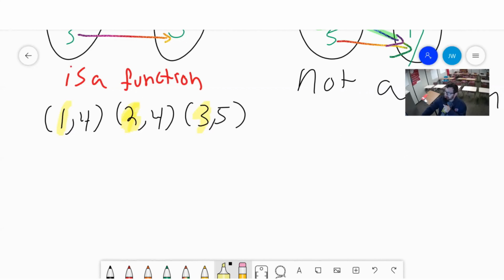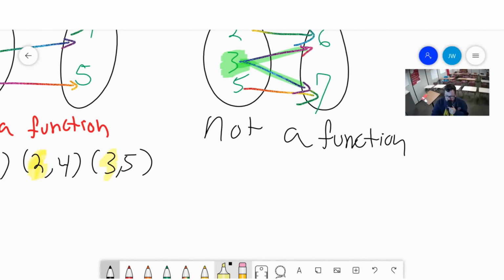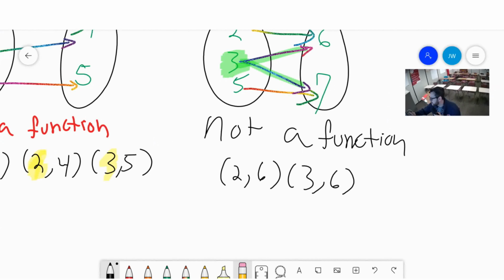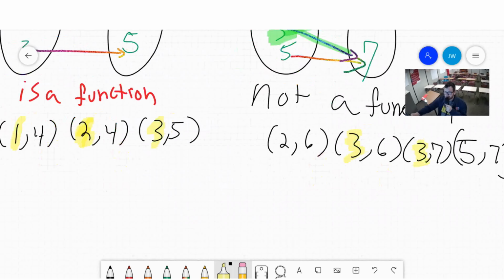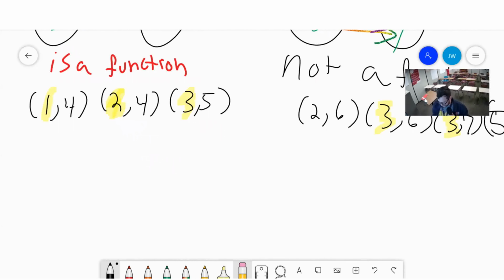If I look at this one over here, and I turn these into points the exact same way, 2 becomes 6. 3 also becomes 6. 3 can become 7, and 5 can become 7. This one is not a function because we have repeated x values. If I input a 3, the output could be a 6 or a 7. So that's going to lead me to my second rule.